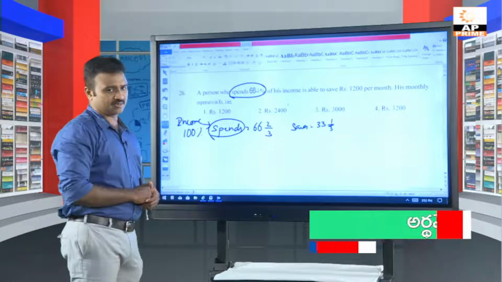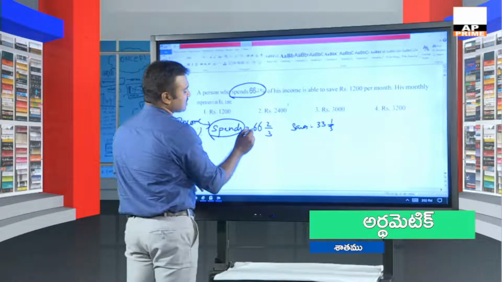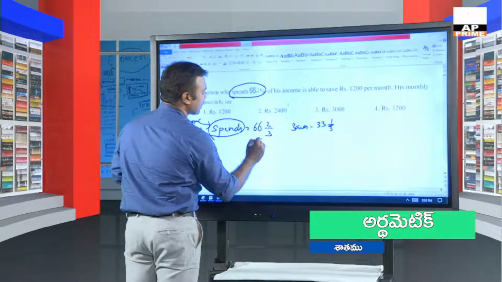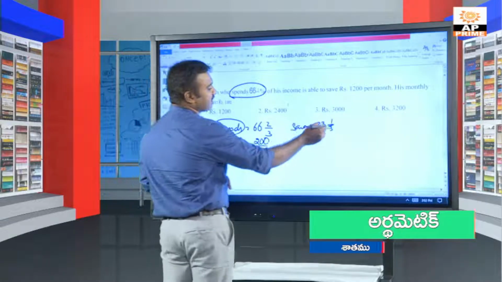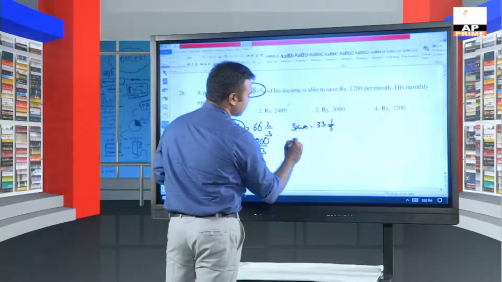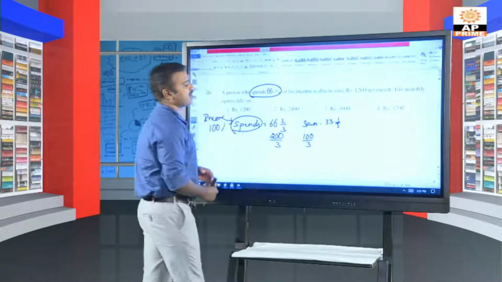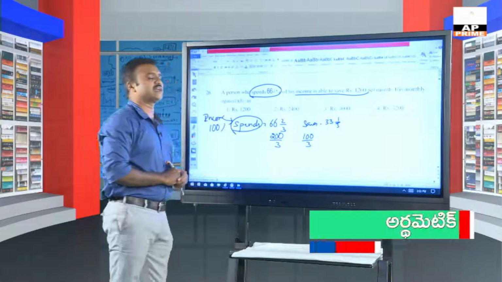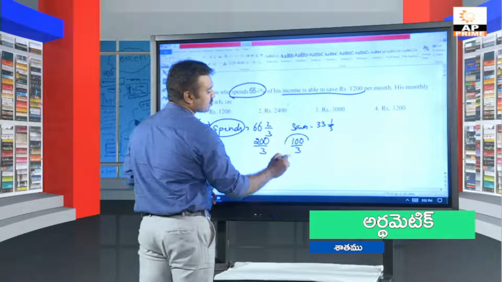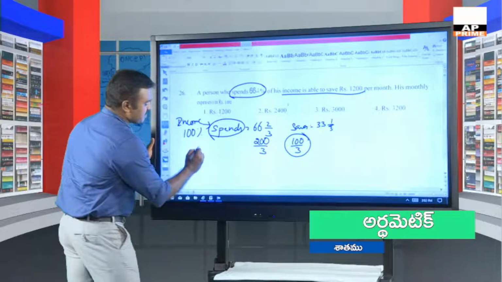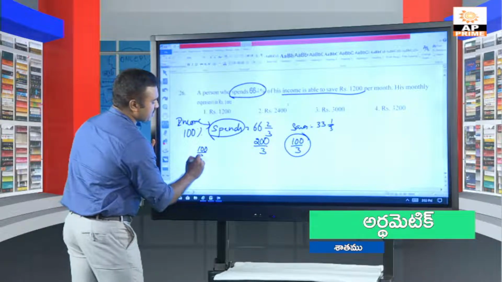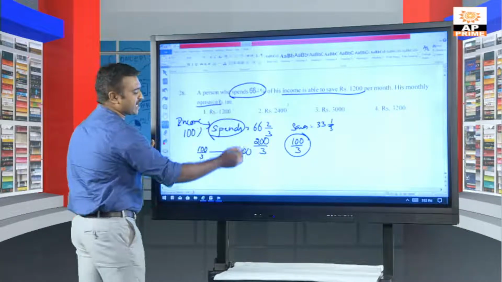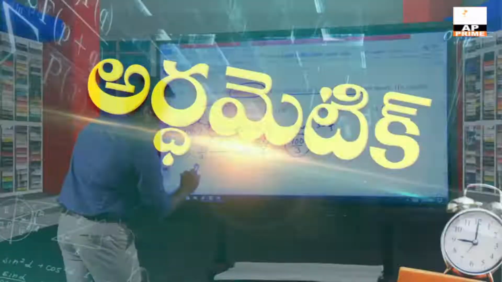సో 66 2/3 అంటే 66 × 3 అంటే 198, 198 + 2 అంటే ఇది 200/3. ఇది తీసుకుంటే 33 × 3 అంటే 99 + 1 అంటే ఇది 100/3. సో వాడు ఏమన్నాడు, సేవ్ 1200 రూపీస్ పర్ మంత్. వాడు 1200 సేవ్ చేస్తాడంట. కానీ మన లెక్క ప్రకారం సేవింగ్ 100/3 వచ్చింది. 100/3 వచ్చి 1200 అయితే మరి వాడు ఎక్స్పెన్సెస్ అడిగాడుగా, స్పెండ్సేగా. అంటే 200/3 అయితే ఎంత.